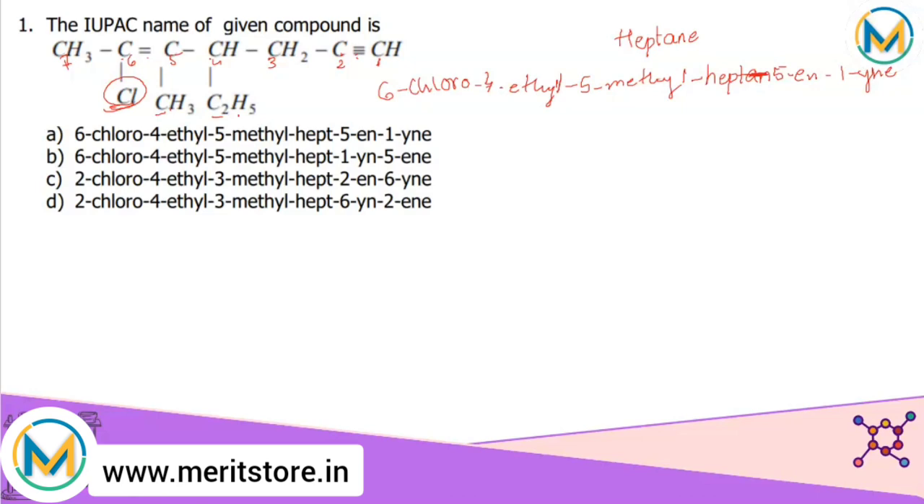So now looking towards the options, 6-chloro is in both options A and B. Then 4-ethyl is also there, and 5-methyl is also there. Now there is a difference in the numbering of ene and yne. So we have ene at the 5th position. Therefore, the correct answer for this question is option A. That is 6-chloro, 4-ethyl, 5-methyl, hept-5-ene-1-yne.